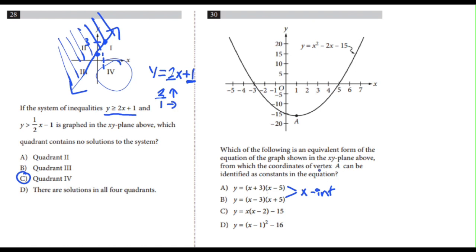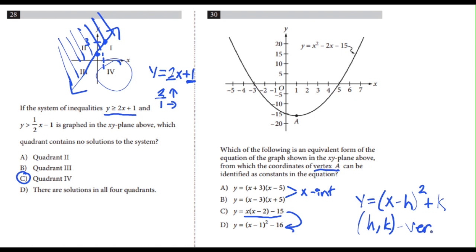And the equation that we're looking for is our vertex equation. This second equation does not represent the vertex equation. However, it looks similar to it, which will be answer choice D. The formula for vertex form will be y equals (x minus h) squared plus k, where (h, k) is our vertex. And that'll be answer choice D.